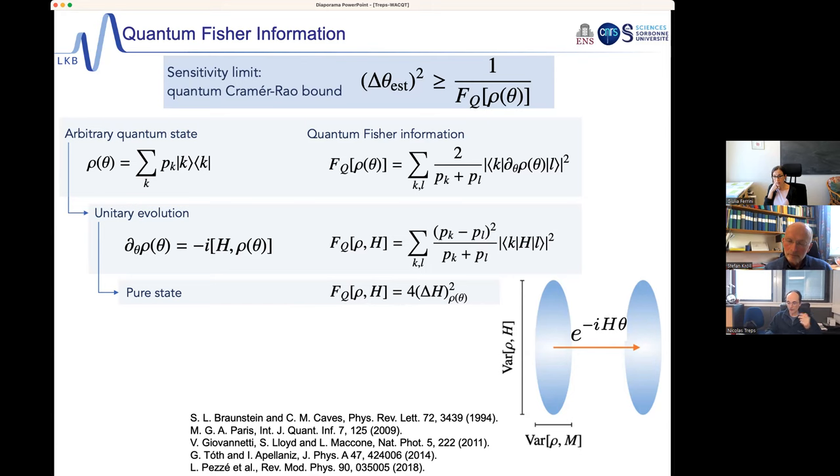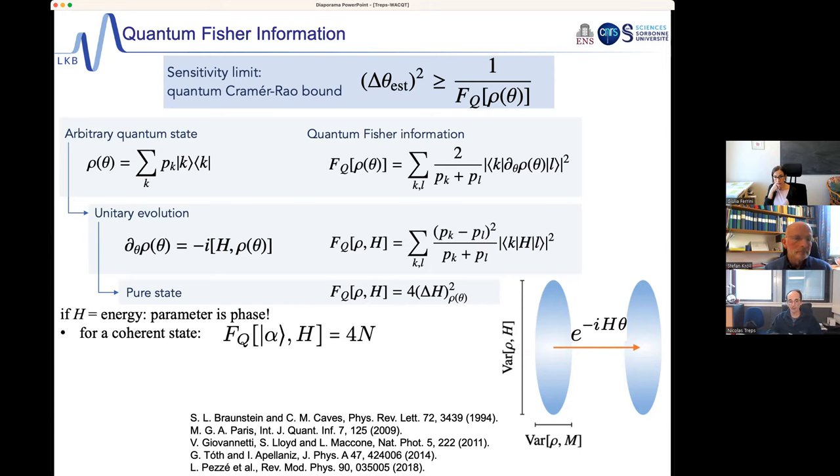So it might still sound slightly exotic, but here is a very simple example. If H is indeed energy, then what you have here is the usual time evolution of a quantum system. And you know that for light, time and phase are exactly the same thing. So if you do a unitary evolution with energy, then this is a way to model a phase change in your system, exactly like what you have here. So if my parameter is phase, then I can calculate this formula. And I find that for a coherent state the variance of energy is n, because it's a coherent state. And so we find that the quantum Fisher information is n. And remember, in the slide I showed you before, the smallest phase I could measure was 1/(2√n). So it's exactly this formula. So the Mach-Zehnder interferometer we have seen before in fact reaches the quantum Fisher information for a coherent state.